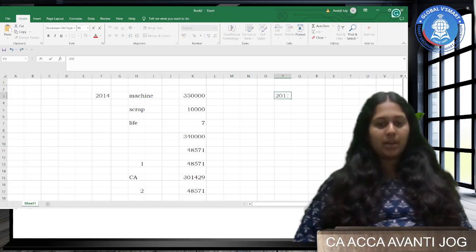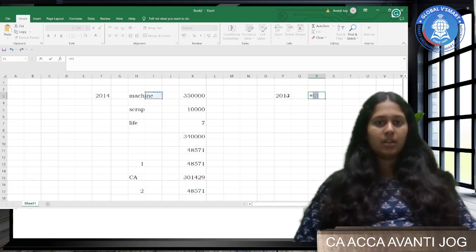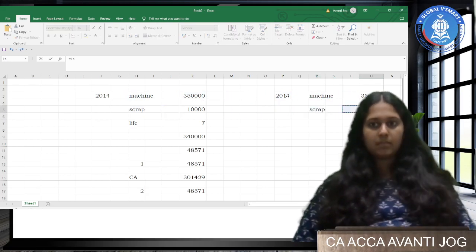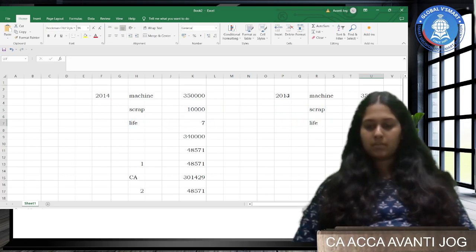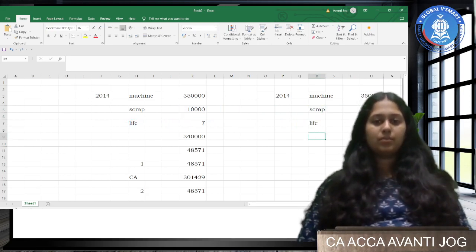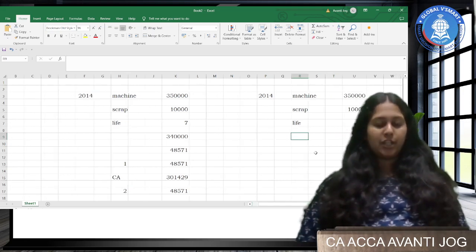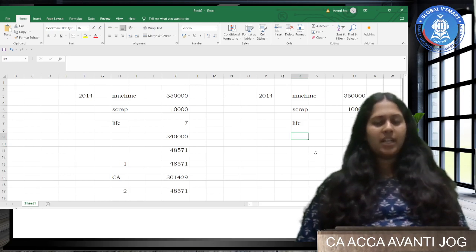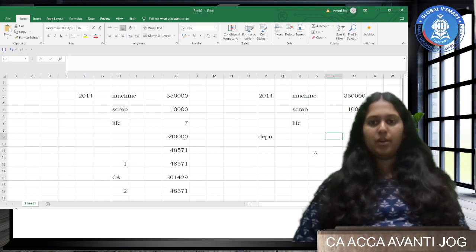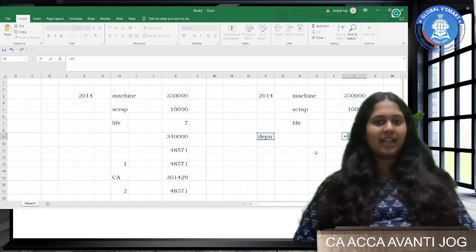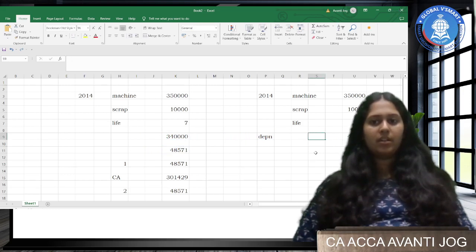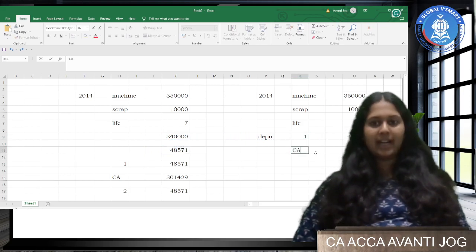Same scenario, 2014, I purchased a machine. Same for 3,50,000, correct? Scrap is also the same, and life is also same, yeah? So now, how do I manage the depreciation? Okay, so year one, we don't have any change. So year one, I can normally depreciate. So we are going to do 3,40,000 divided by 7, exactly like we did here. So I'll get 48,571. This is for year one and carrying amount is the same.